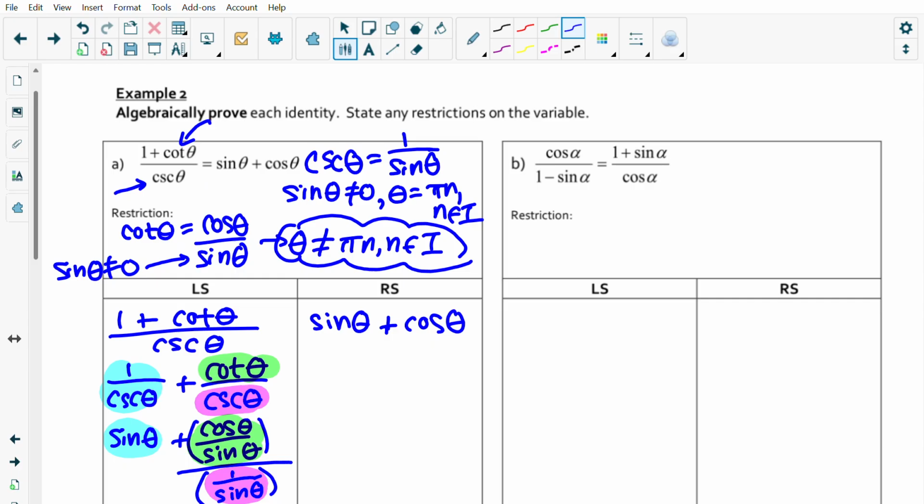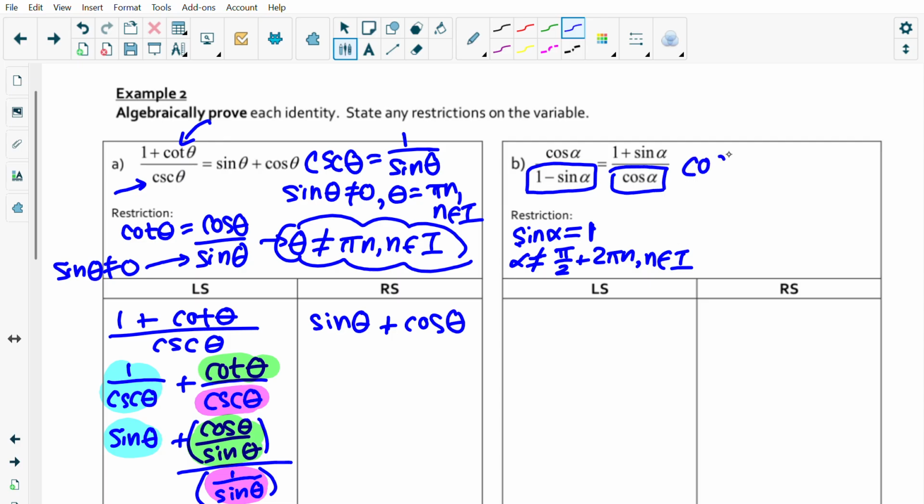Next one: cosine of alpha divided by 1 minus sine of alpha equals 1 plus sine of alpha divided by cosine of alpha. Restriction. For this one, I cannot have the denominator be 0, so sine of alpha cannot equal 1. So where is sine of alpha equal to 1? That would be pi over 2, so alpha cannot equal pi over 2, and the general solution is 2 pi n, n is an element of all integers. So that's number 1.